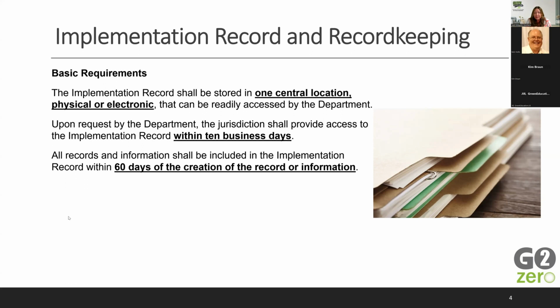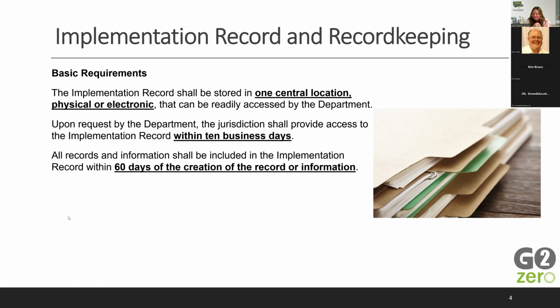Typically about a week later, the formal request has been coming. Several cities have already gotten these requests, so it's coming. When that request comes, you have 10 days to actually send a physical copy or provide an electronic copy of the IR to CalRecycle. If you haven't started doing this, it's time to get started.